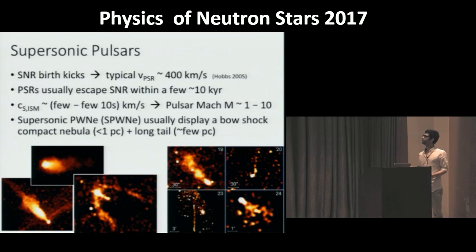Supersonic pulsar wind nebulae consequently usually display a bow shock compact nebula, which can take many different forms, and sometimes a long tail, although not all show tails, and some show a tail without a compact nebula, so that's also another thing.